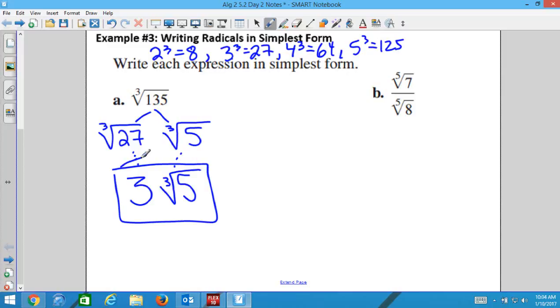Okay, question B. It gets confusing because sometimes you want to do it one way and sometimes you want to do it a different way. Right, so you kind of have to know what to look for.